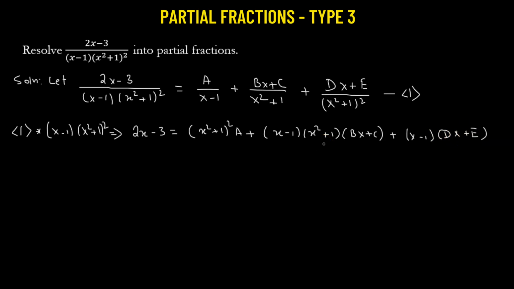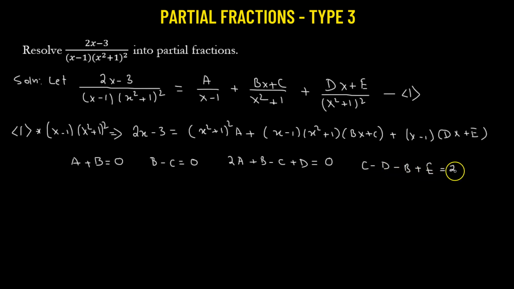So what we'll do is equate the coefficients of like powers of x, and that's going to give us A plus B equals 0. This is going to give us one equation. Then we have B minus C equals 0, the next equation. Then we have 2A plus B minus C plus D, which equals 0 as well. And then we have C minus D minus B plus E, which equals 2. And then one more equation: A minus C minus E equals negative 3.